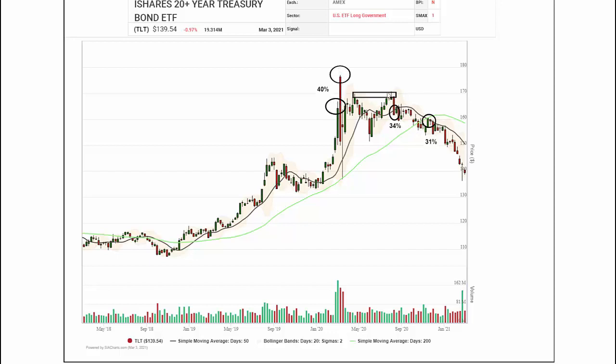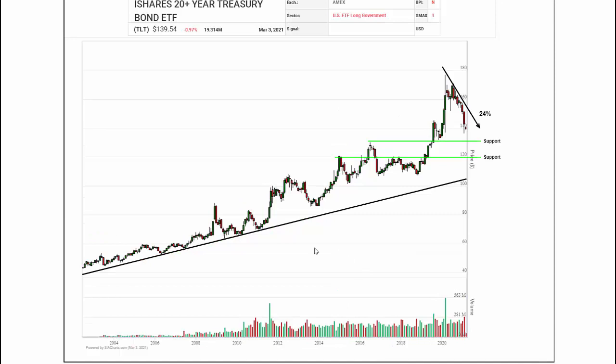Then we had a double top form, the confirmation candle here, bearish confirmation candle. If you exited down here, you had about a 34% gain. And then as this downtrend started to form, and we had what's called a death cross, the 50 moving across the 200, you could have gotten out here at about 31% gain.